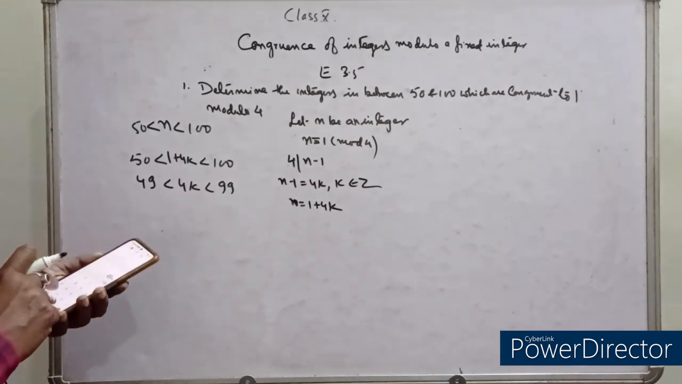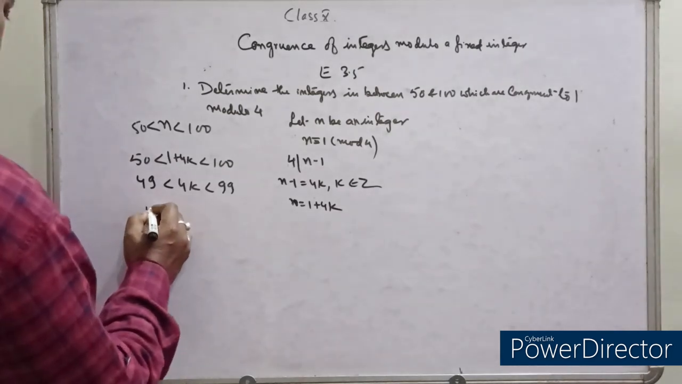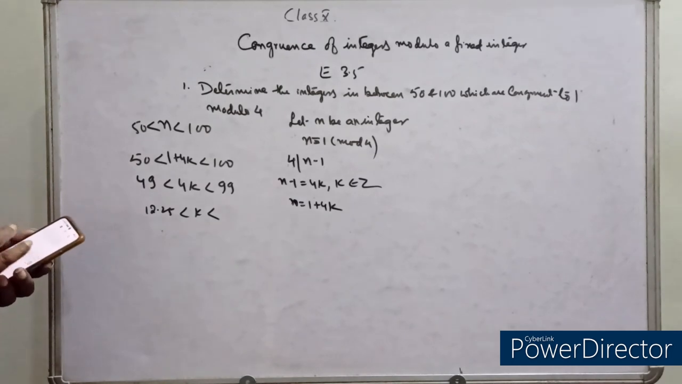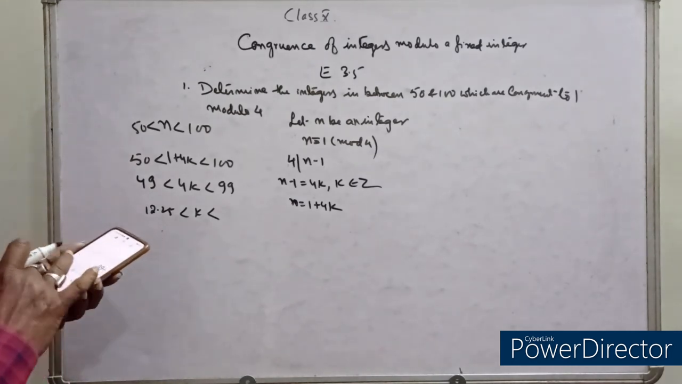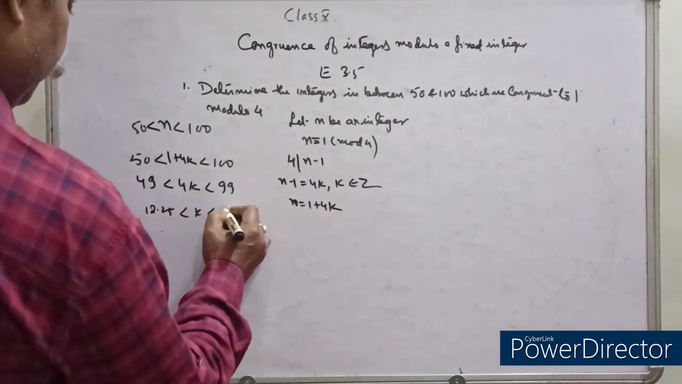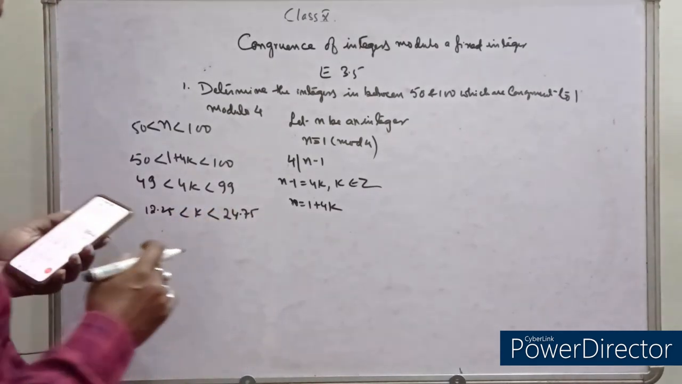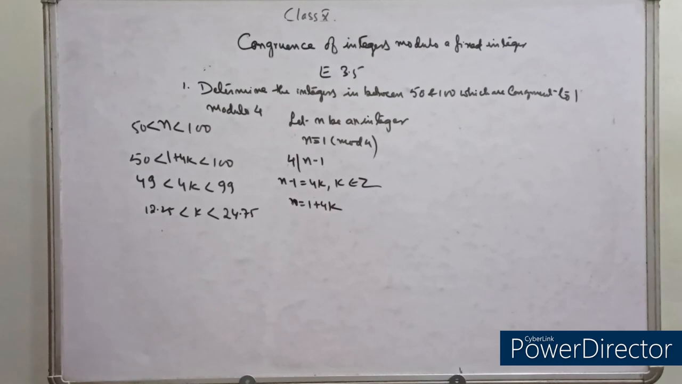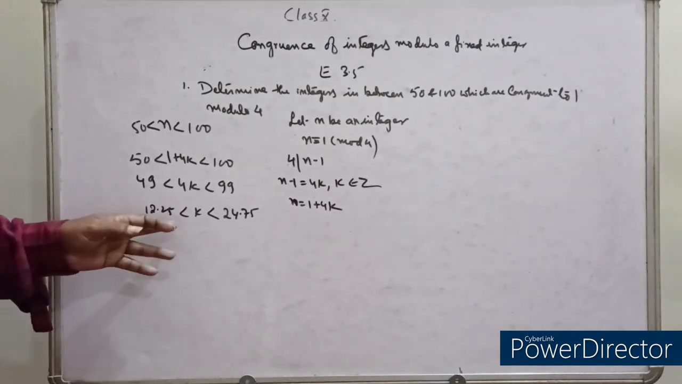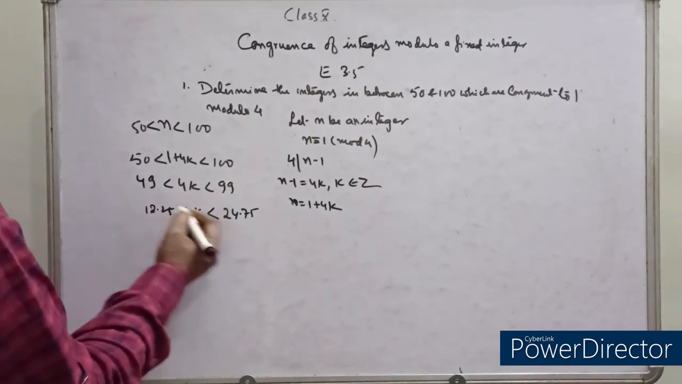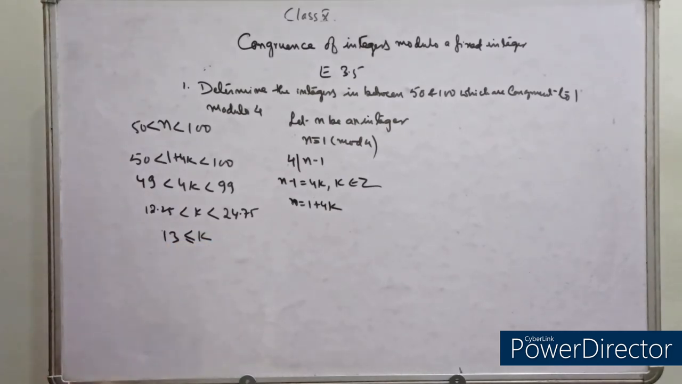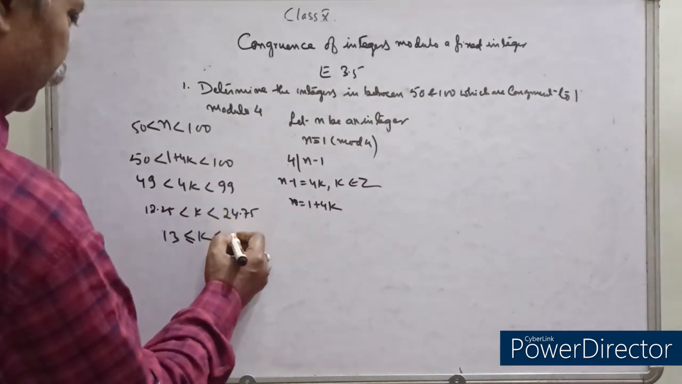So if you divide by 4 both sides, 49 divided by 4 comes out to be 12.25, greater than k, less than 99 divided by 4, which comes to be 24.75. So here you see, because k is an integer, the k is greater than 12.25, so the nearest integer greater than 12.25 will be 13, and the nearest integer which is less than 24.75 will be 24.